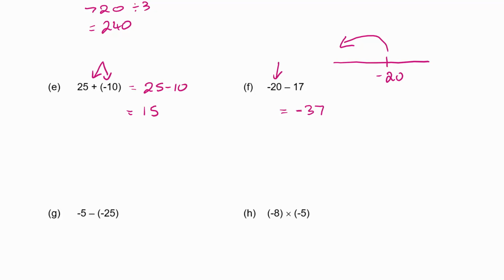Now, some students give a positive answer for this because somehow they think that two negatives make a positive. That is only the case with adjacent signs like we had in this question, when you're multiplying and when you're dividing. These signs are not adjacent because there's a 20 in between them. We're not multiplying and we're not dividing. So therefore, we're anchoring ourselves at -20 and taking away 17. So it's going to become more negative.